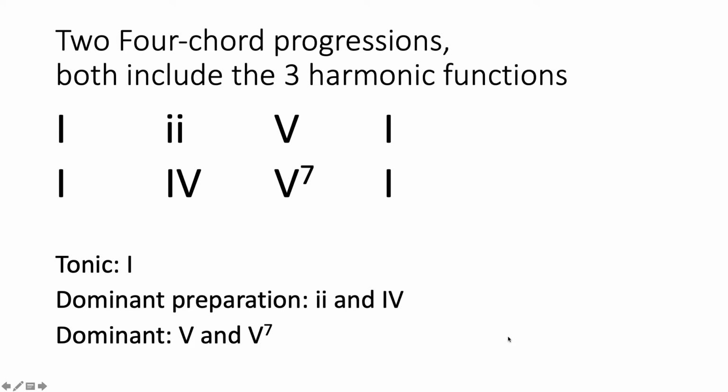In the first example, we have 2 4-chord progressions. They both include the 3 harmonic functions: the tonic function, the dominant preparation function, and the dominant function. In this case, the dominant preparation function is heard in the supertonic or 2-chord and the subdominant chord, the 4-chord, and the dominant function is heard in the 5-chord or the 5/7 chord.